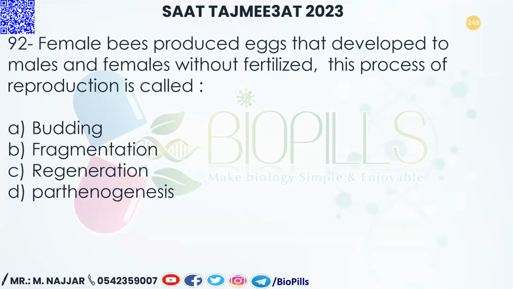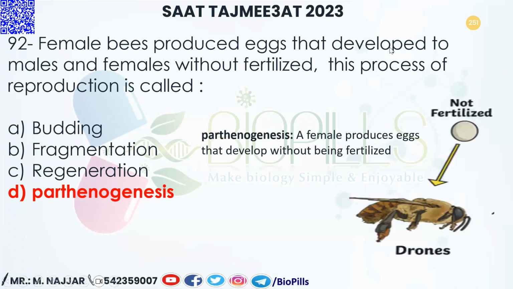Question number 92. Female bees produce eggs that develop into males and females without fertilization. This process is called parthenogenesis. None of those other answers is correct. It is parthenogenesis. It's a process by which the eggs will grow up into an individual without being fertilized.